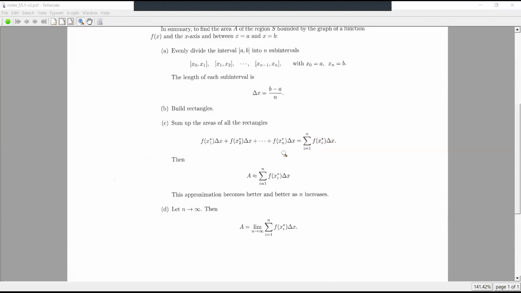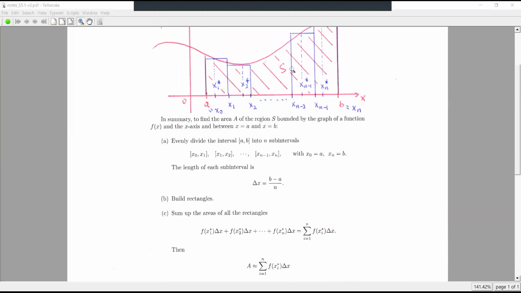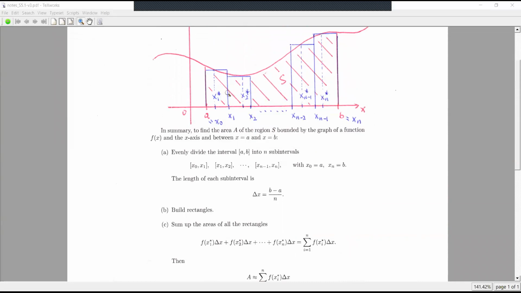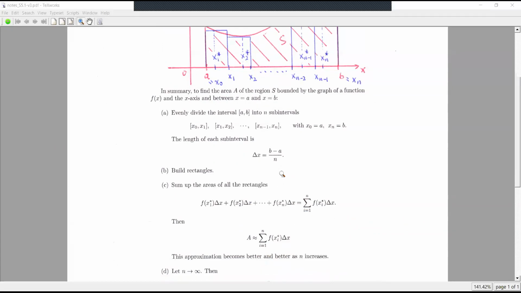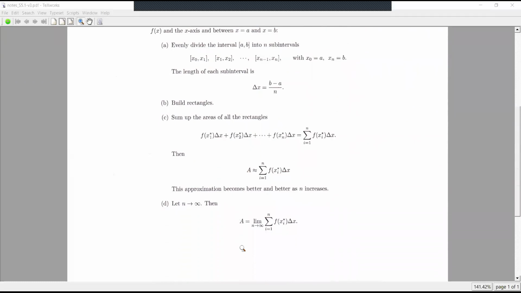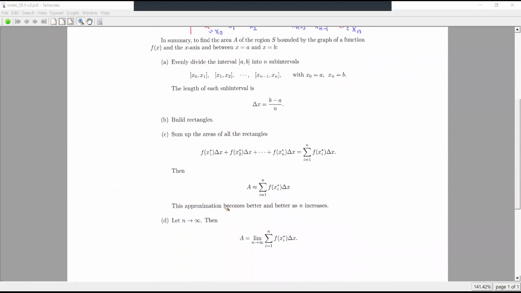This sum is the sum of the areas of all rectangles. This sum is roughly the area of the region S. Not exactly, roughly. A means the area of the region S. We want to find A. This approximation becomes better and better as the number of rectangles increases.